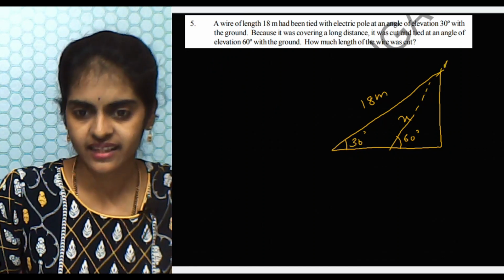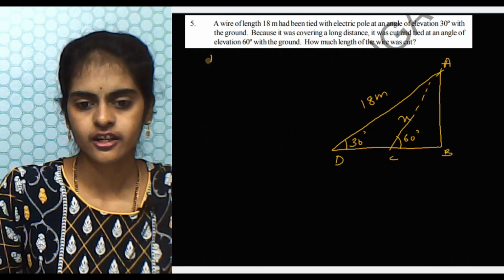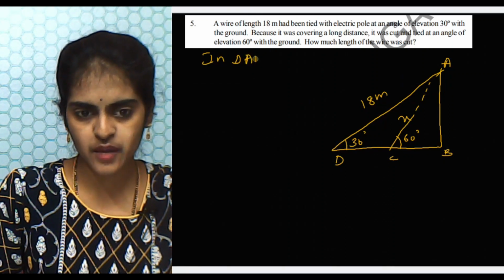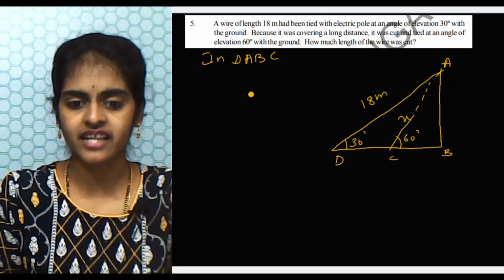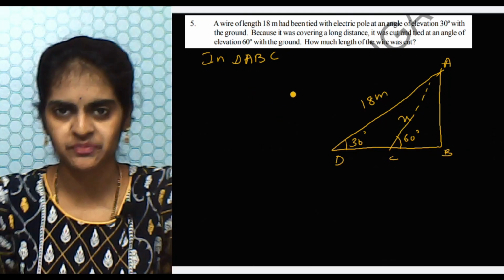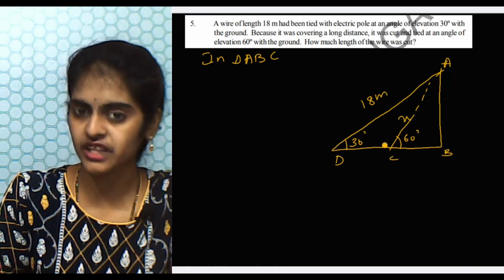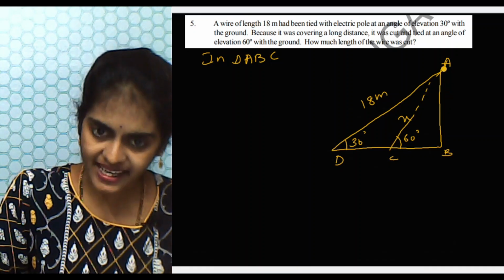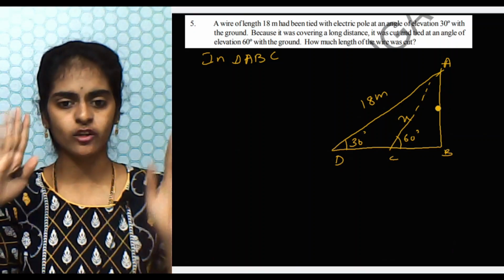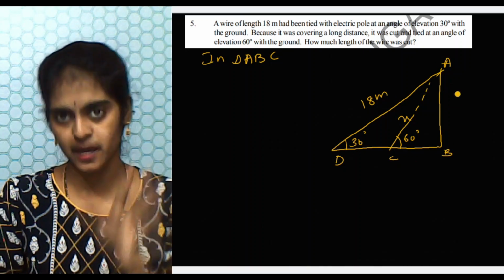Let me take this as A, B, C, D. In triangle ABC, let me take this shorter one, ABC. In this triangle, will you take sine, cos or tan? Here you can see what you want. You want the relation with the hypotenuse, isn't it? And this height AB, the tower, is common for both triangles. In triangles ABC and ABD, the height AB is common.